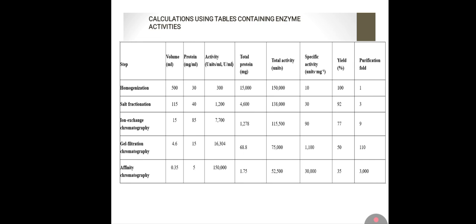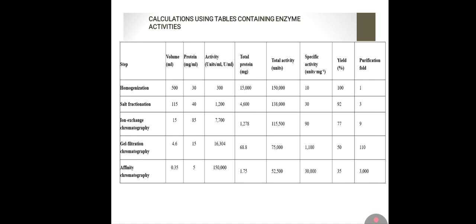Then when you look at the activity, depending on the assay, which will tell you how you can calculate your assay, that is measured in units per ml. And the activity for this particular enzyme is 300. So to know the total activity of the enzyme contained in 500 ml, it will be 500 times 300, and the total activity will give you 150,000 units.